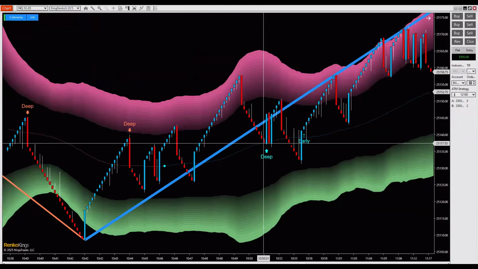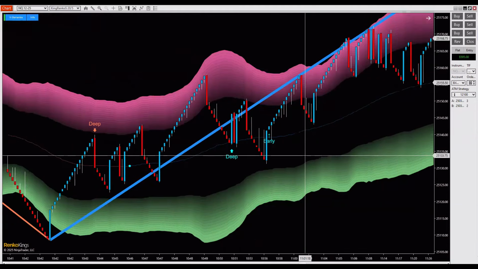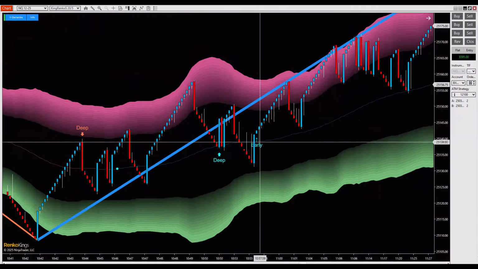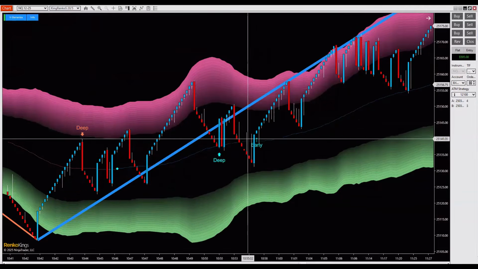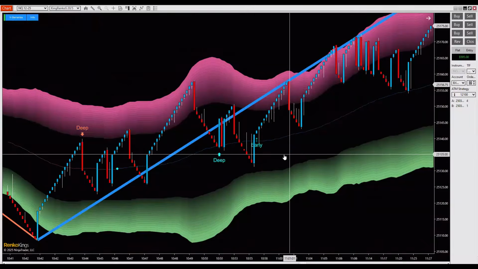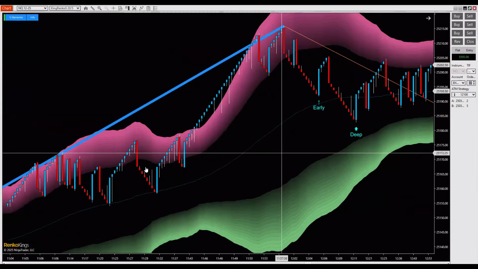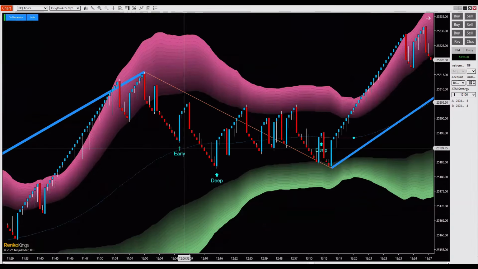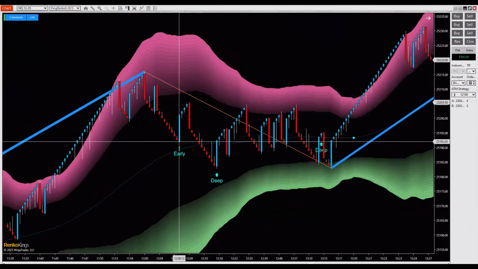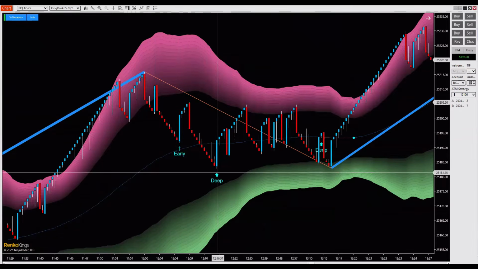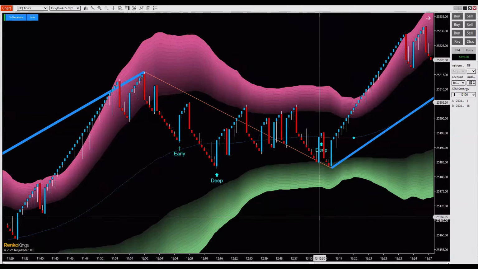There was a deeper retracement to the moving average here. This is, and I don't know why they call this an early entry, but this is an early entry. To me, this is more of a deeper entry. But yeah, big move here. Here's the early entry. This makes sense, before price touches the moving average. Here is the moving average. So this is the deeper retracement.